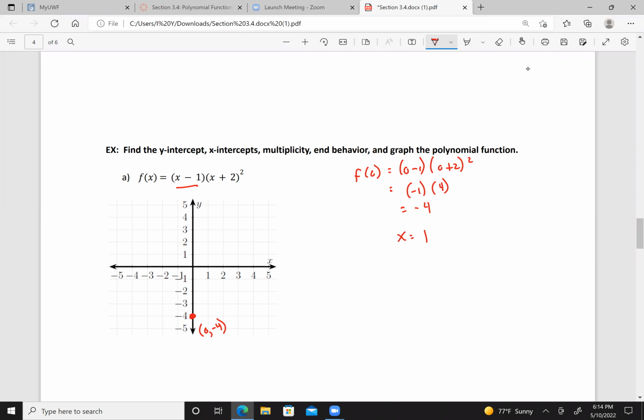Okay, now to find our x-intercepts, well, we set this equal to 0 and we get x equals 1. And set the second one equal to 0. Get x equals -2. Okay. So we're looking at 1, 0, and -2, 0. So we have our y-intercept, our x-intercept, our multiplicity. This has a multiplicity of 2.